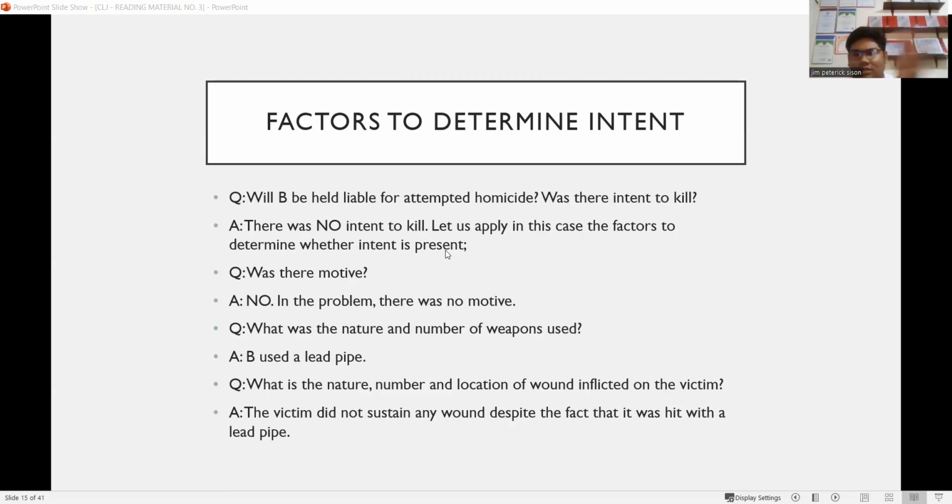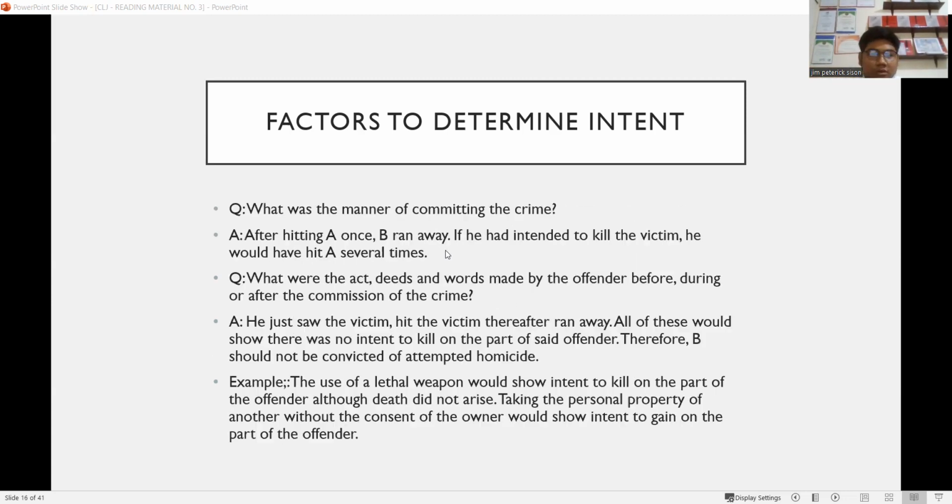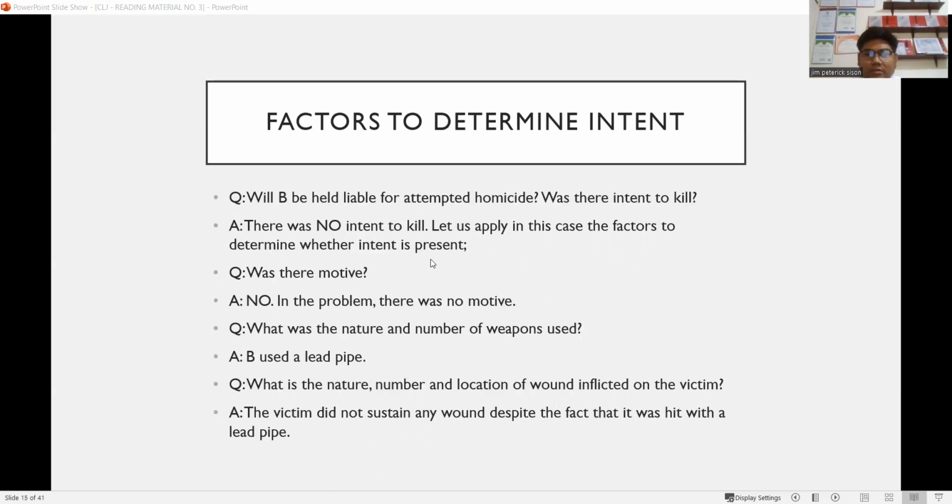So let us go back to the factors to determine intent. The means used by the malefactor is the lead pipe. The nature, number, and location of wounds of the victim: according to the doctor, no wounds. And the conduct of the malefactor, before, during, and immediately after the commission of the crime, he ran away. So based on the foregoing facts, there is no intent to kill, but only slight physical injuries.